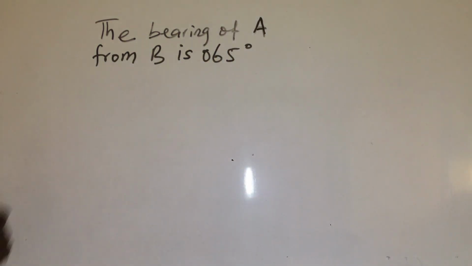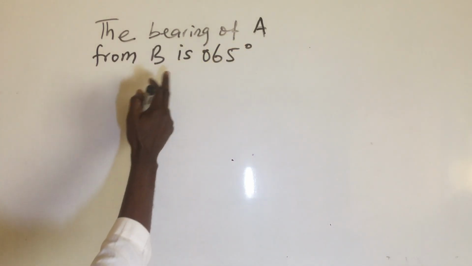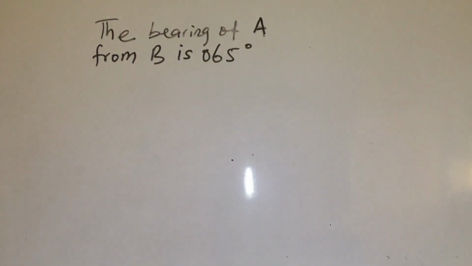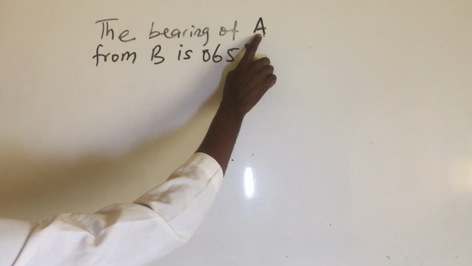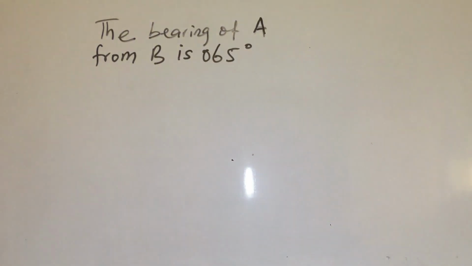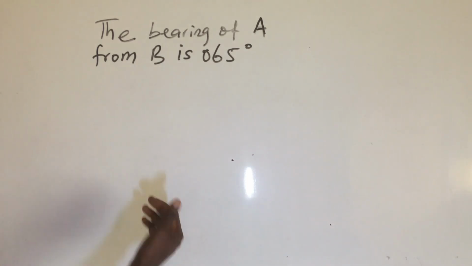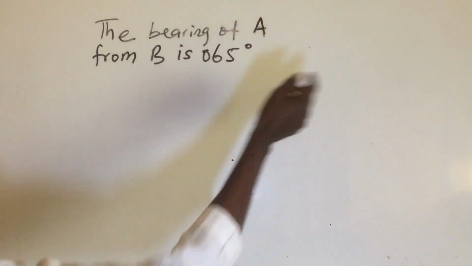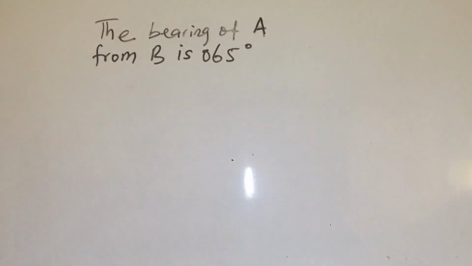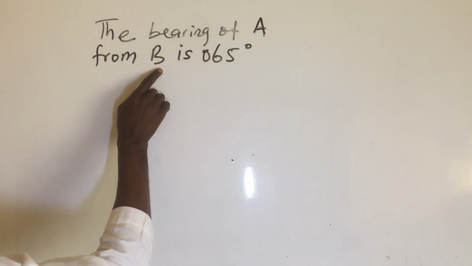Now, look at it. The bearing of A from B is 65 degrees, all right? So we are talking about the bearing of A from B, meaning that the base is B. It means that the starting point is B. It means that where A takes up is from B, okay? Because it said that the bearing of A is from B.